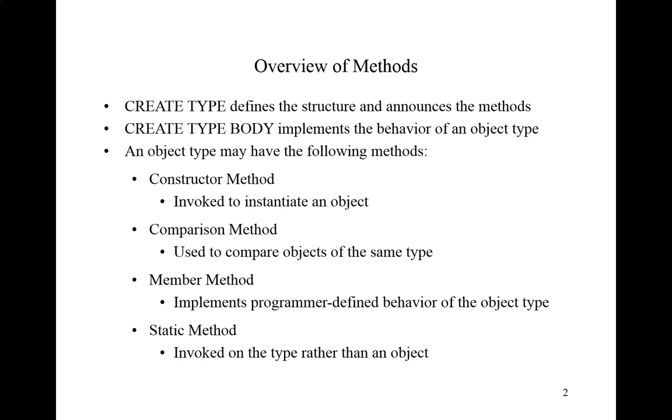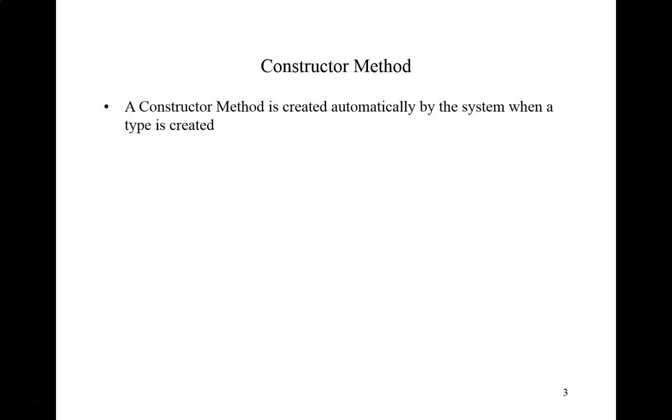Now, every method identified in the create type statement must have an implementation defined by the create type body statement. The methods identified in the create type statement define the interface to the objects of the type, how we communicate or interact with them. A constructor method is created automatically by the system when a type is created. If an object type is defined entirely with the create type statement, that is, the type has structure but no behavior, the type has a system-defined constructor. This is an attribute value constructor that is created automatically by the system. When invoking this constructor, you must provide a value for each attribute when instantiating an object.